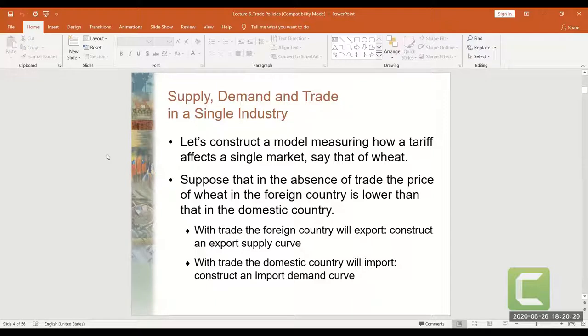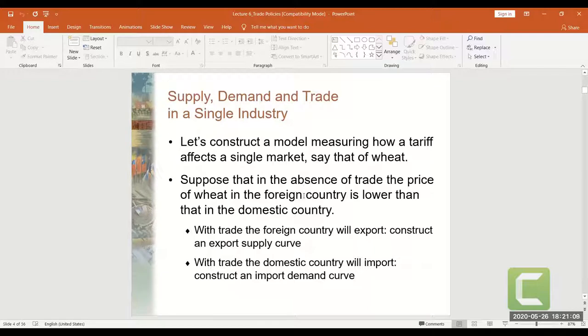Now let's construct a situation where there is free trade, and then if there is some form of tariff, what will happen? As usual, we use partial equilibrium analysis. We take two economies, foreign country and home country, and one industry, the wheat market. In the absence of trade, the price of wheat in the foreign country is lower than in the domestic country. Definitely the foreign country is going to export and the domestic country is going to import. This is just a one sector partial analysis.